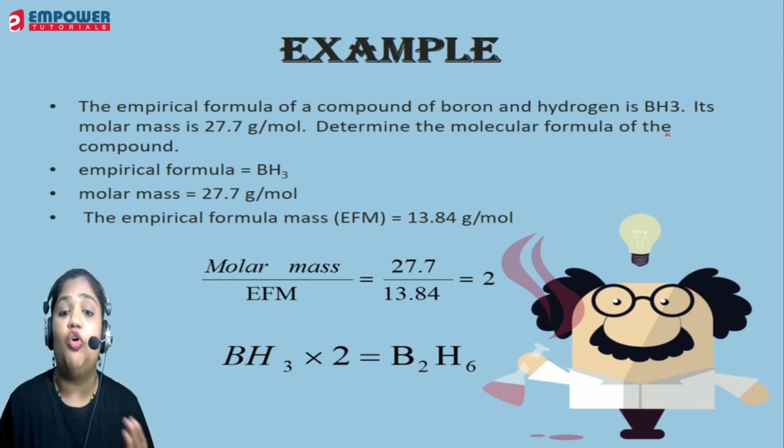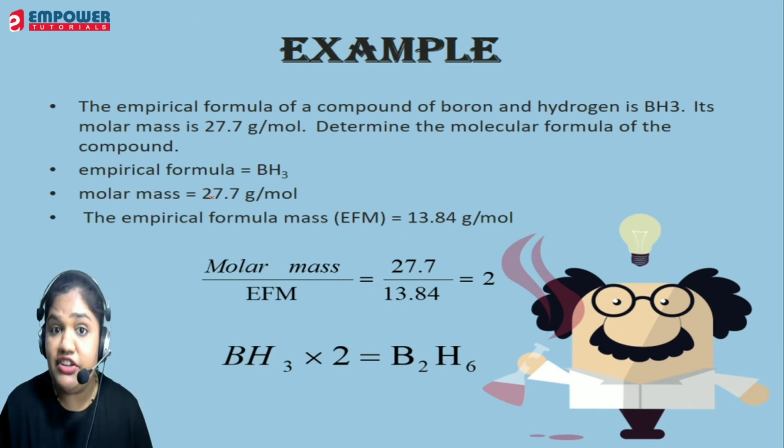So what is given here? BH3 is nothing but what, students? Trihydroboron, or simply you can say it as boron. So here the empirical formula is BH3. The molar mass is given, which is 27.7 gram per mole, and the empirical formula mass, EFM, is equal to 13.84 gram per mole. Actually, it is the molar mass of that particular empirical formula unit. So this is the empirical formula mass, which is 13.84 gram per mole, students.